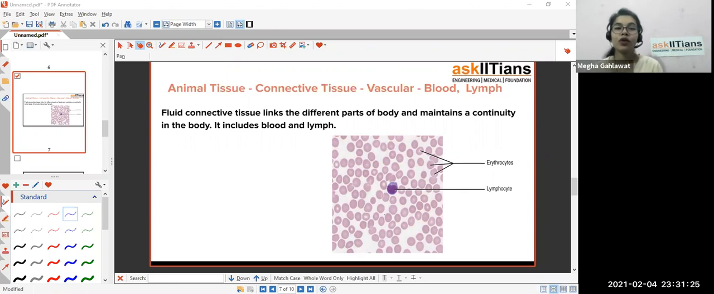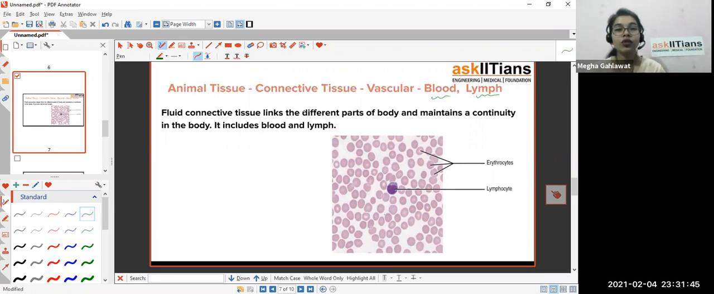Anyway, so moving on with the blood or the fluid connective tissue, this is also called the blood vascular tissue. Okay, so we have different names for it. Blood and lymph. See, we'll go by the keywords first, and then I'll tell you the different names, and then we'll go through the compositions.